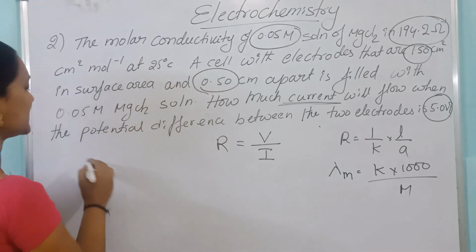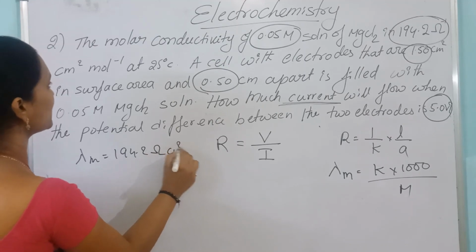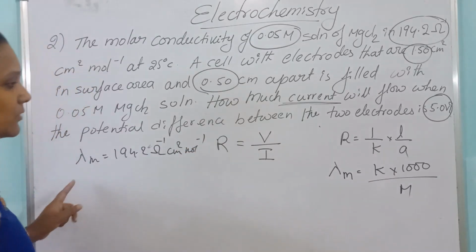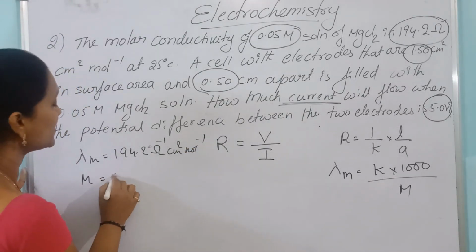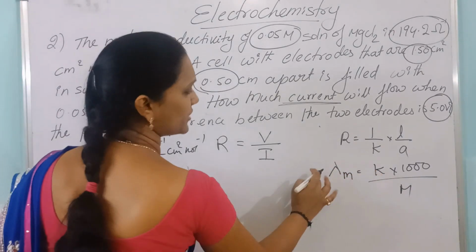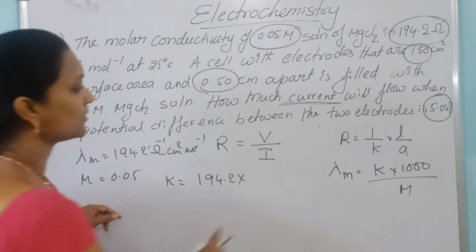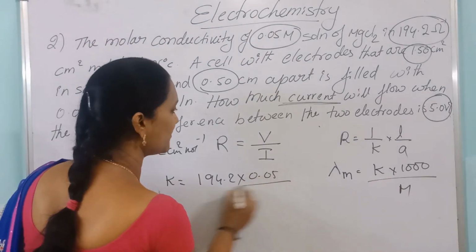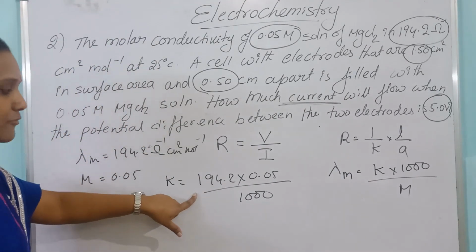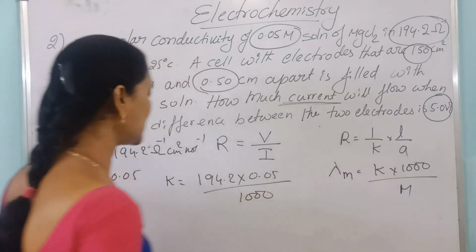What is the molar conductance given? 194.2 ohm inverse centimeter square mole inverse. And molarity, concentration, how much is given? 0.05. So now K is equal to, shift this side, 194.2 into molarity by 1000, 0.05 by 1000. Okay, this is K.